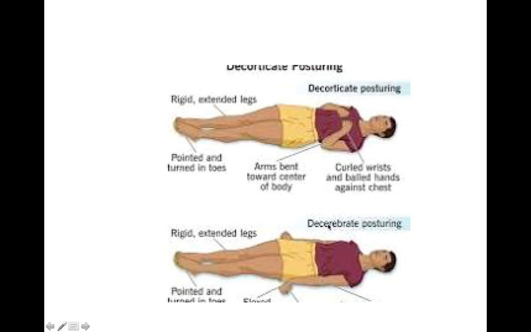Look at the decerebrate posture. There is complete extension of the lower limbs and the upper limbs. The plantar flexion of the feet, extension at the knees, adduction and internal rotation at the hips, as we have seen in the decorticate posturing. And in decerebrate posture, there is extension of the upper limbs at the elbow, adduction and internal rotation of the shoulders, and flexion at the wrist, as you see in the decorticate posture. Okay.